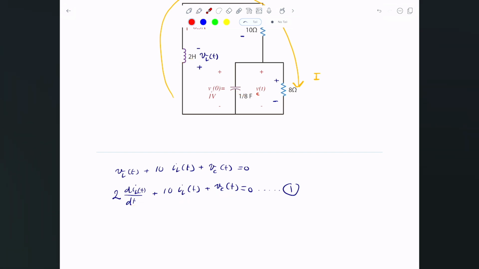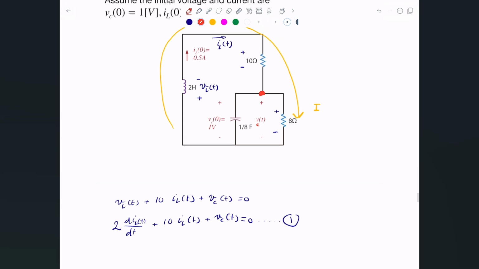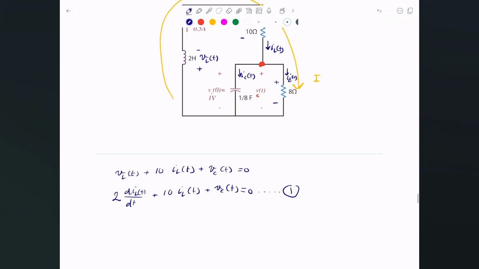So we need to write another equation, and that equation is here. So what I will do is I'll go in here and write a KCL equation for this. Well, KCL tells me the following. Here I have IL of t in here, and let's call this here IC of t, and this one here I'll basically just keep as VC of t or something like that. We can just call it I8 of t if you wanted to. That's fine. All right, so let's write the KCL equation.